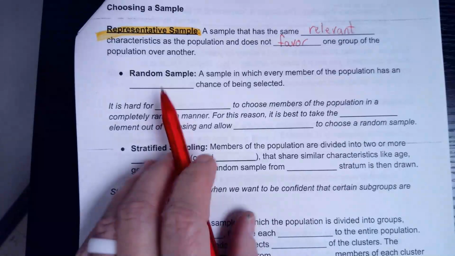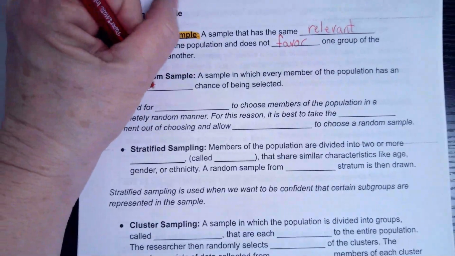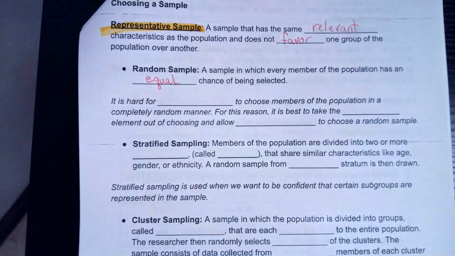Okay? So a random sample. A sample in which every member of the population has a blank chance of being selected. Okay. So randomness means you have access to the whole group, but you only send the survey out to certain ones, but it's random. Y'all, look at me. Humans are not great at random.